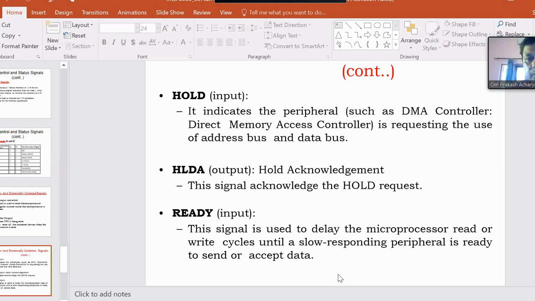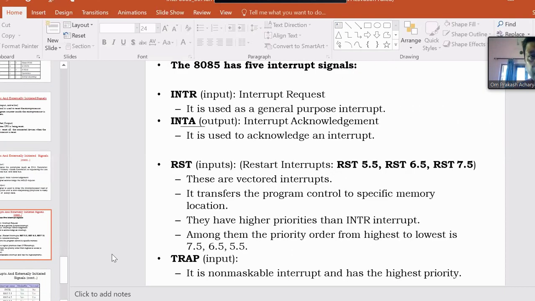Okay, so that means the slow responding peripheral sends this ready signal to the microprocessor to do a synchronization operation. So when this ready pin is high, that means it is ready. If it is low, it is not ready to transfer. Getting my point? Yes. So now come to interrupt.